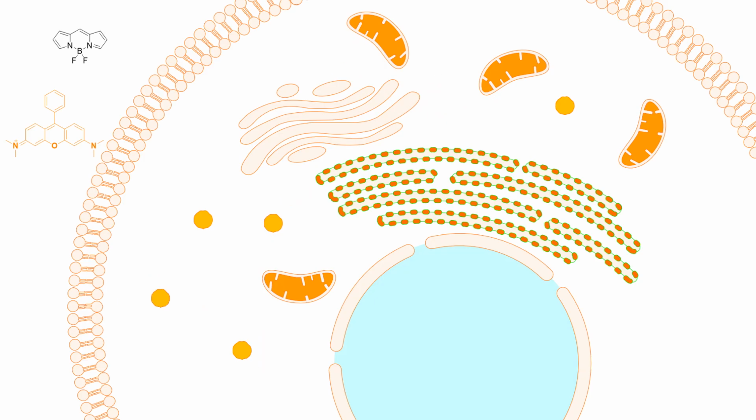By controlling the chemical properties of a small molecule, we can label the different organelles selectively. If the molecule is positively charged and has reasonable hydrophobicity, it tends to accumulate in mitochondria, because mitochondria have a much higher membrane potential compared to the plasma membrane.